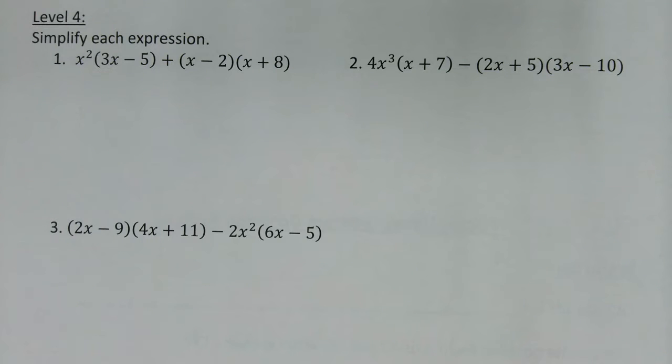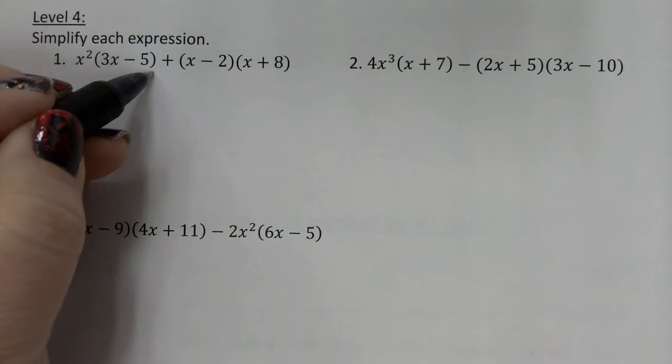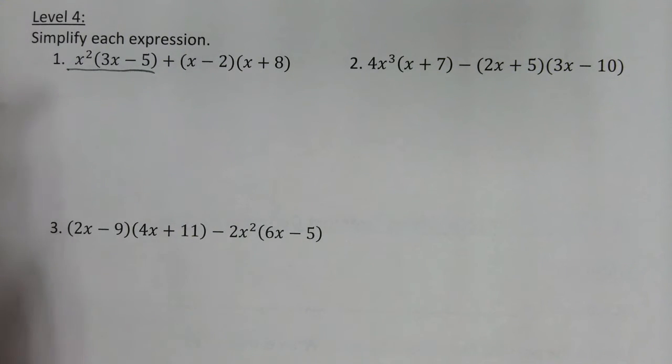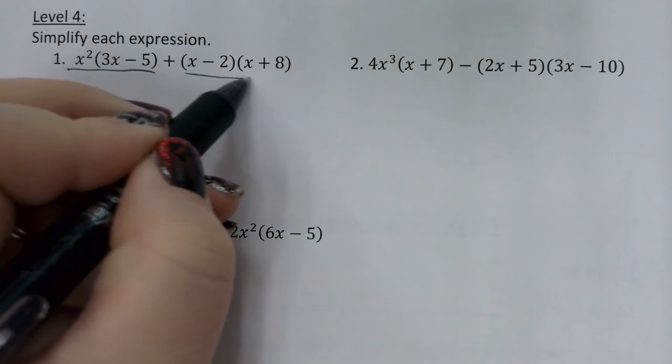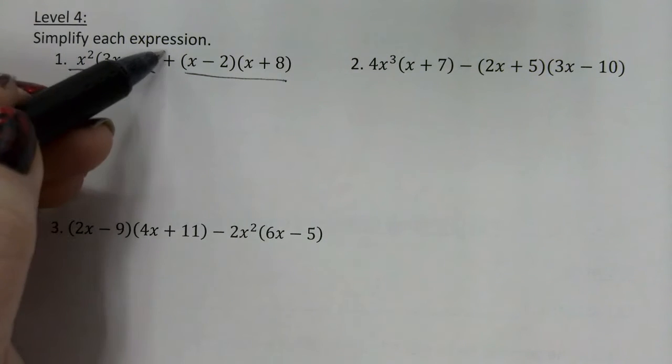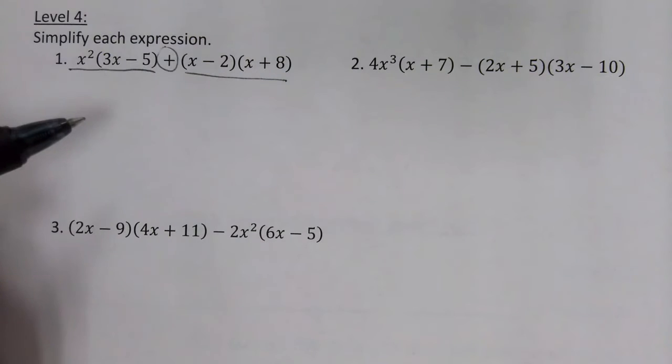In level 4, we will have to do our multiplication, and then we will have to combine all of our like terms together. So we can see that multiplication happens here. We'll need to figure out what that answer is. Then we'll have multiplication happening here. We'll need to figure out what that answer is. And then we will add the two of them together.